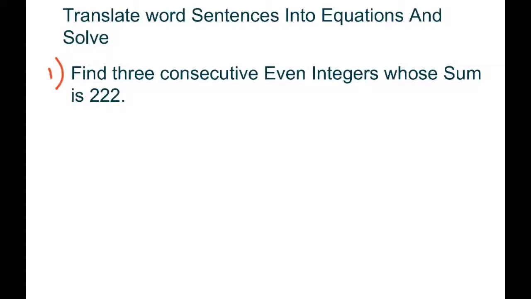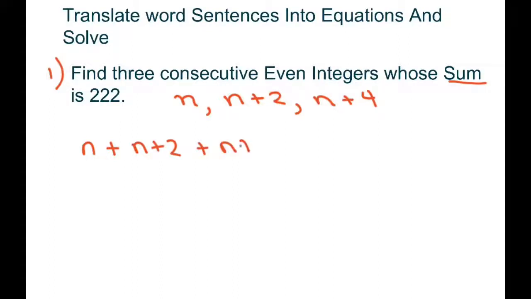Basically, we want to have our first integer as n. Since we're going by even integers and we have to skip the next one, our second one would be n plus 2, and our third integer would be n plus 4. Okay, so let's go through this and then we'll discuss it a little bit more. We want the sum of these, so we add them up. So n, the first integer, plus n plus 2, the second integer, plus n plus 4, the third integer, and it's all equal to 222.